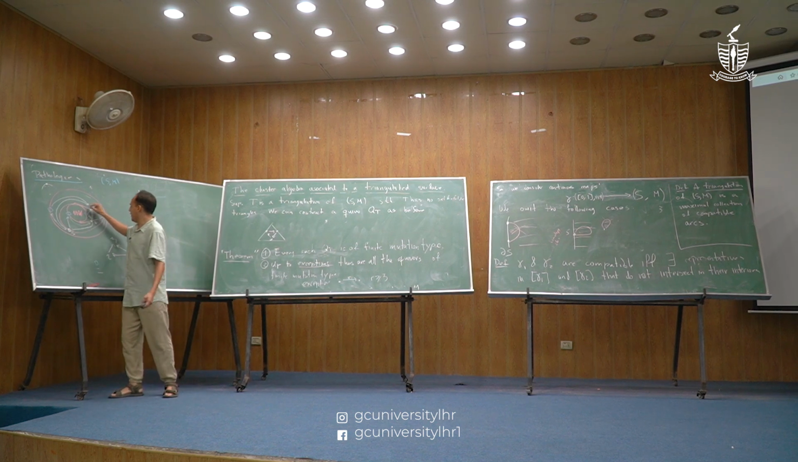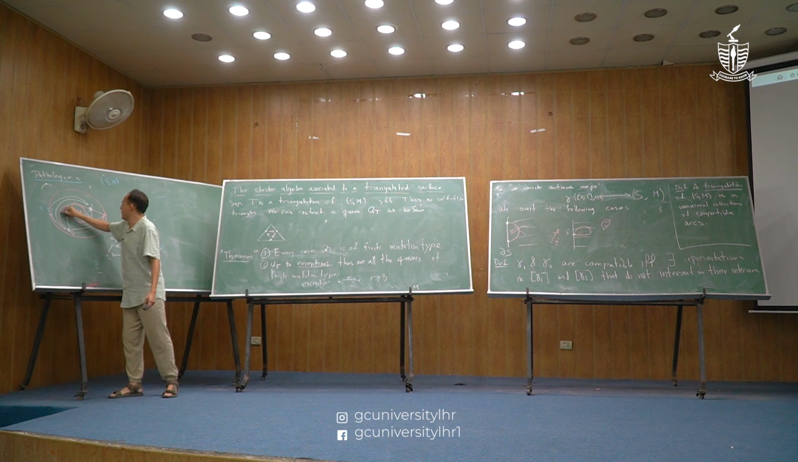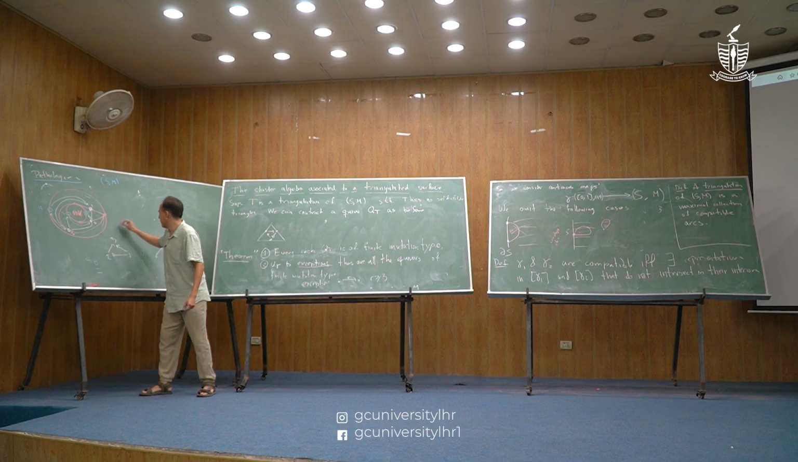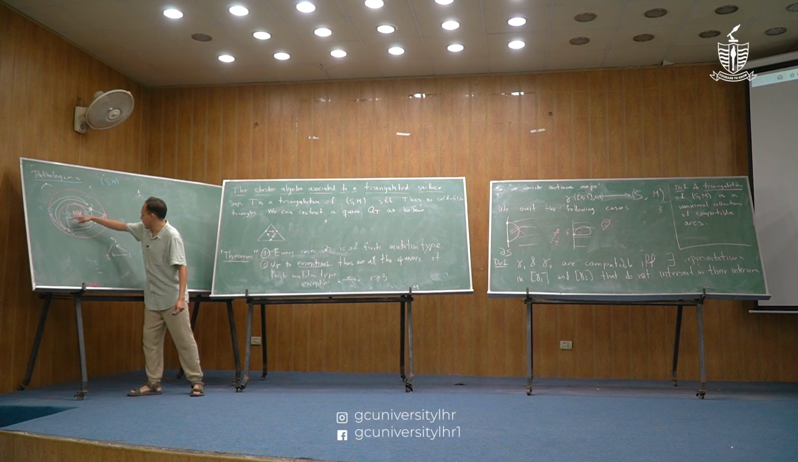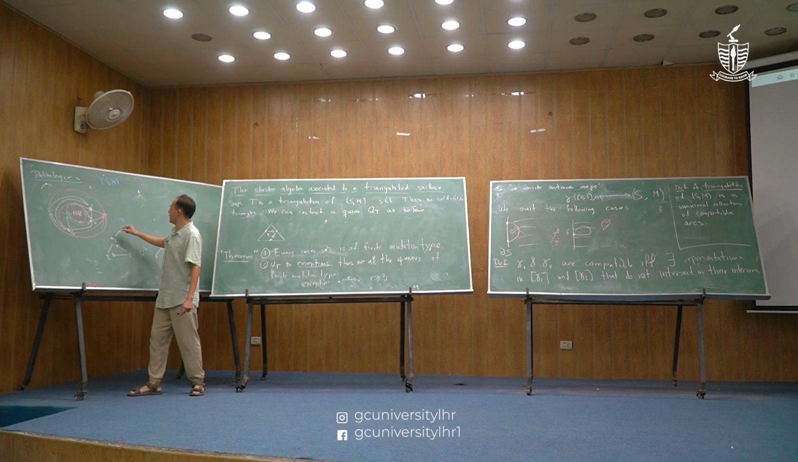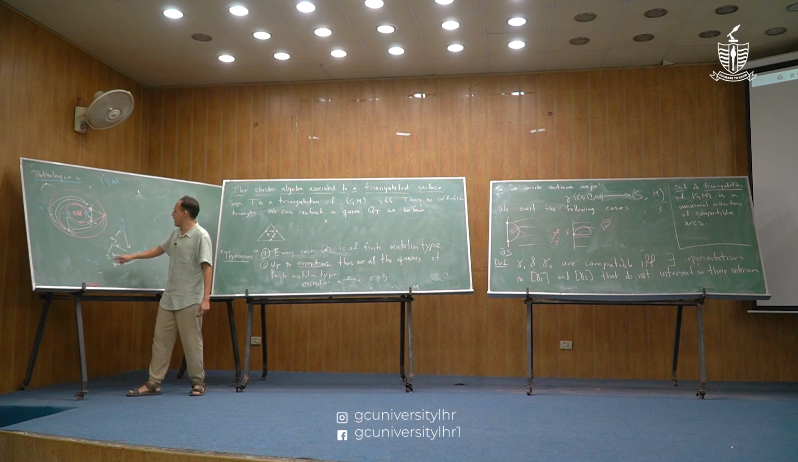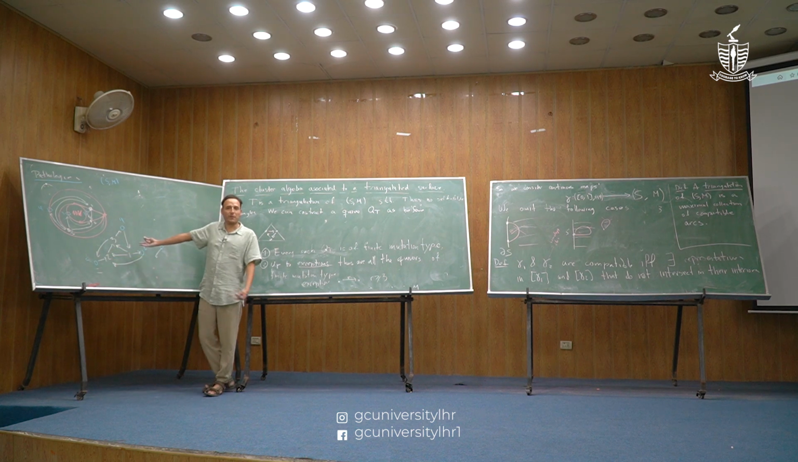Let's call them 4, 5, and 6. So 4 has an arrow from 3 and has an arrow to 1. 6 has an arrow from 1 and an arrow to 2. And 5 has an arrow from 3 and an arrow to 2. Okay? So this is the quiver.